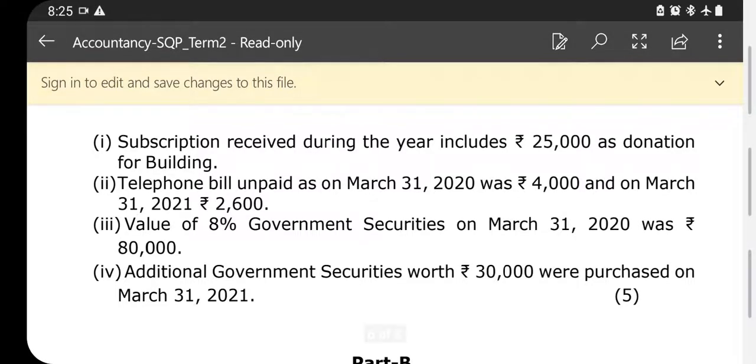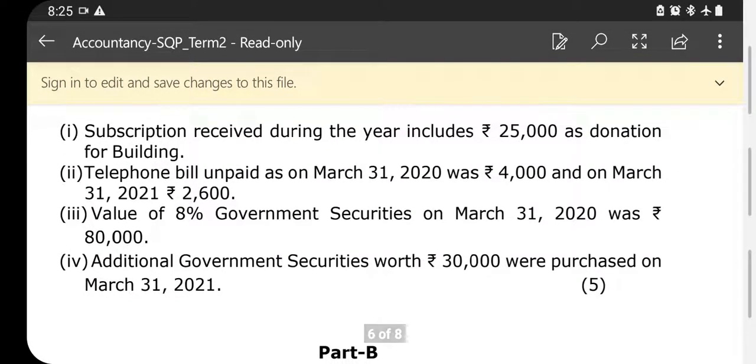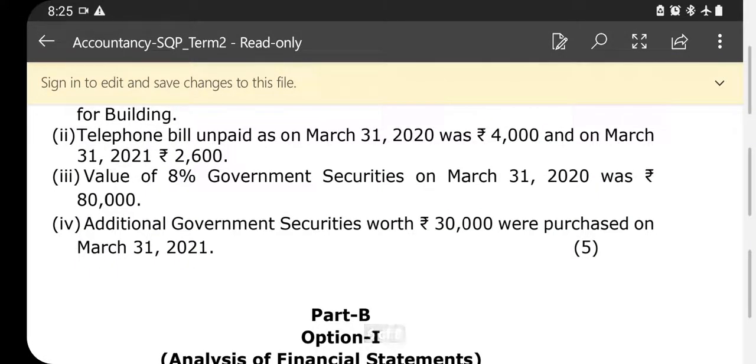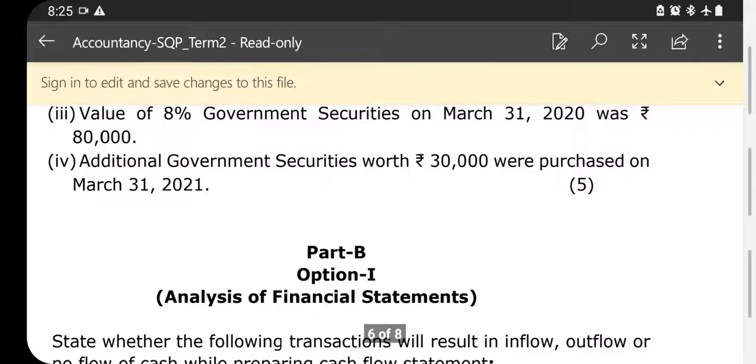Number 1, subscription received during the year includes 25,000 as donation for the building. Second point, telephone bill unpaid as on March 31st 2020 was 4,000 and on March 31st 2021, 2,600. Third point, value of 8% government securities on March 31st 2020 was rupees 80,000. Fourth point, additional government securities worth 30,000 were purchased on March 31st 2021. This is a 5 marks carrying question.